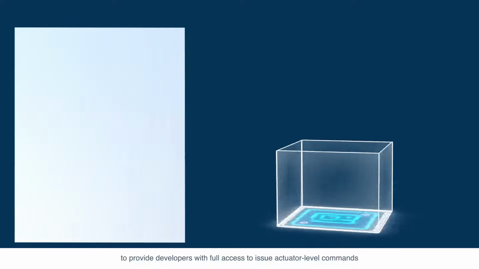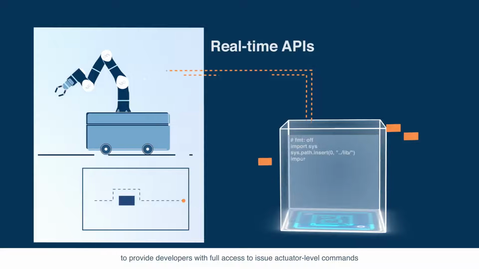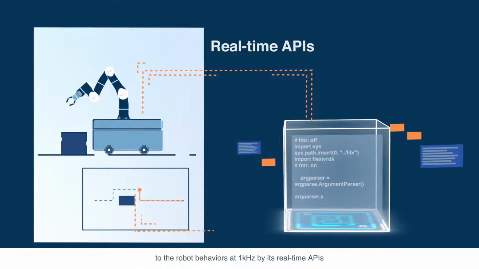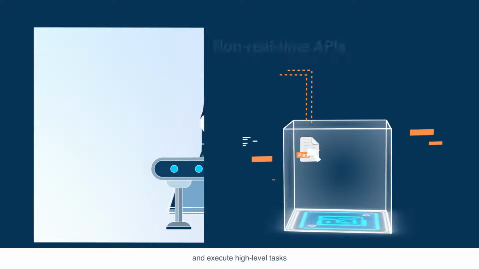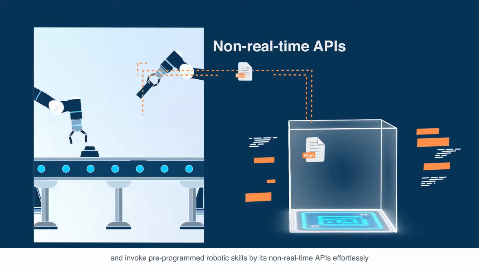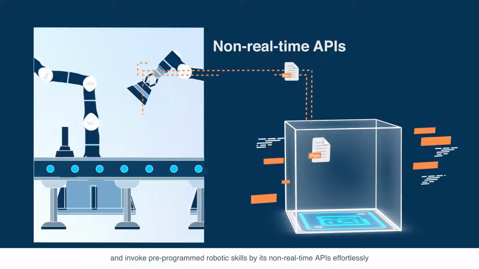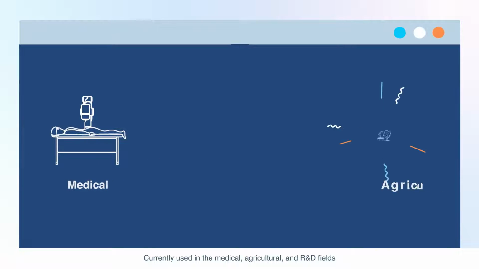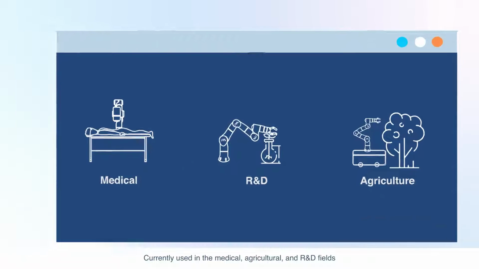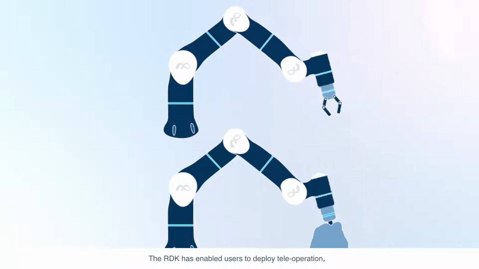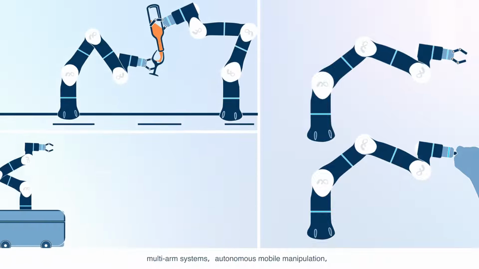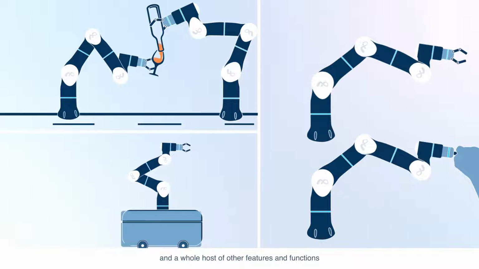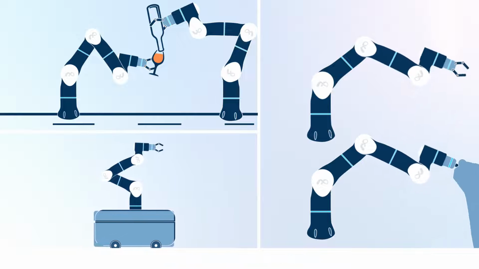Built on top of our very own Flexiv Elements, the RDK can modify an adaptive robot's software to provide developers with full access to issue actuator-level commands to the robot behaviors at 1 kHz by its real-time APIs, and execute high-level tasks and invoke pre-programmed robotic skills by its non-real-time APIs effortlessly. Currently used in the medical, agricultural, and R&D fields, the RDK has enabled users to deploy teleoperation, multi-arm systems, autonomous mobile manipulation, and a whole host of other features and functions.